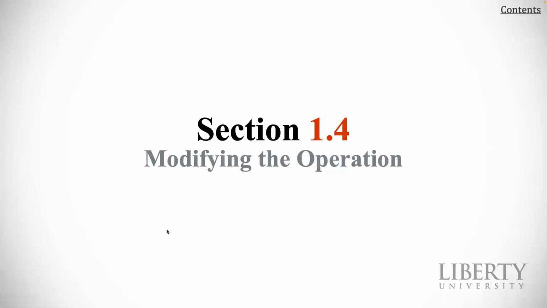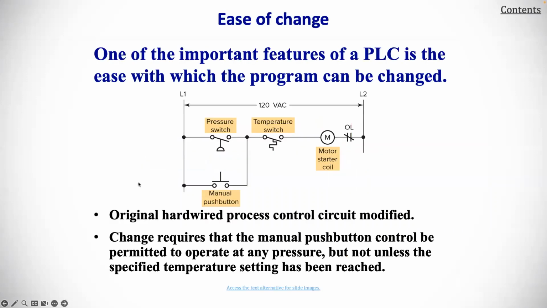Okay, moving on to section 1.5, let's talk about modifying the operation. One of the important features of a PLC is the ease with which the program can be changed. The original hardwired process control circuit is modified. You have the ability to determine what change is required: that the manual push button control be permitted to operate at any pressure, but not unless the specified temperature settings has been reached.